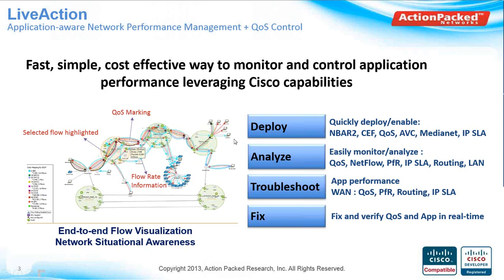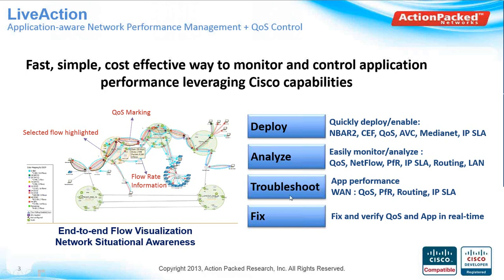So LiveAction gives you 4 major functionalities, and let me quickly go over those. On deploy, LiveAction enables NBAR2, CEF, QoS, AVC, Medianet, IPSLA with just a few simple clicks, and that will be shown in David's demo shortly. On analyze, LiveAction captures and processes the same flow technologies that we just mentioned, plus SNMP, CBQoS, routing, and LAN data to provide extensive analysis of these performance data sources and help you find trouble spots quickly and efficiently.